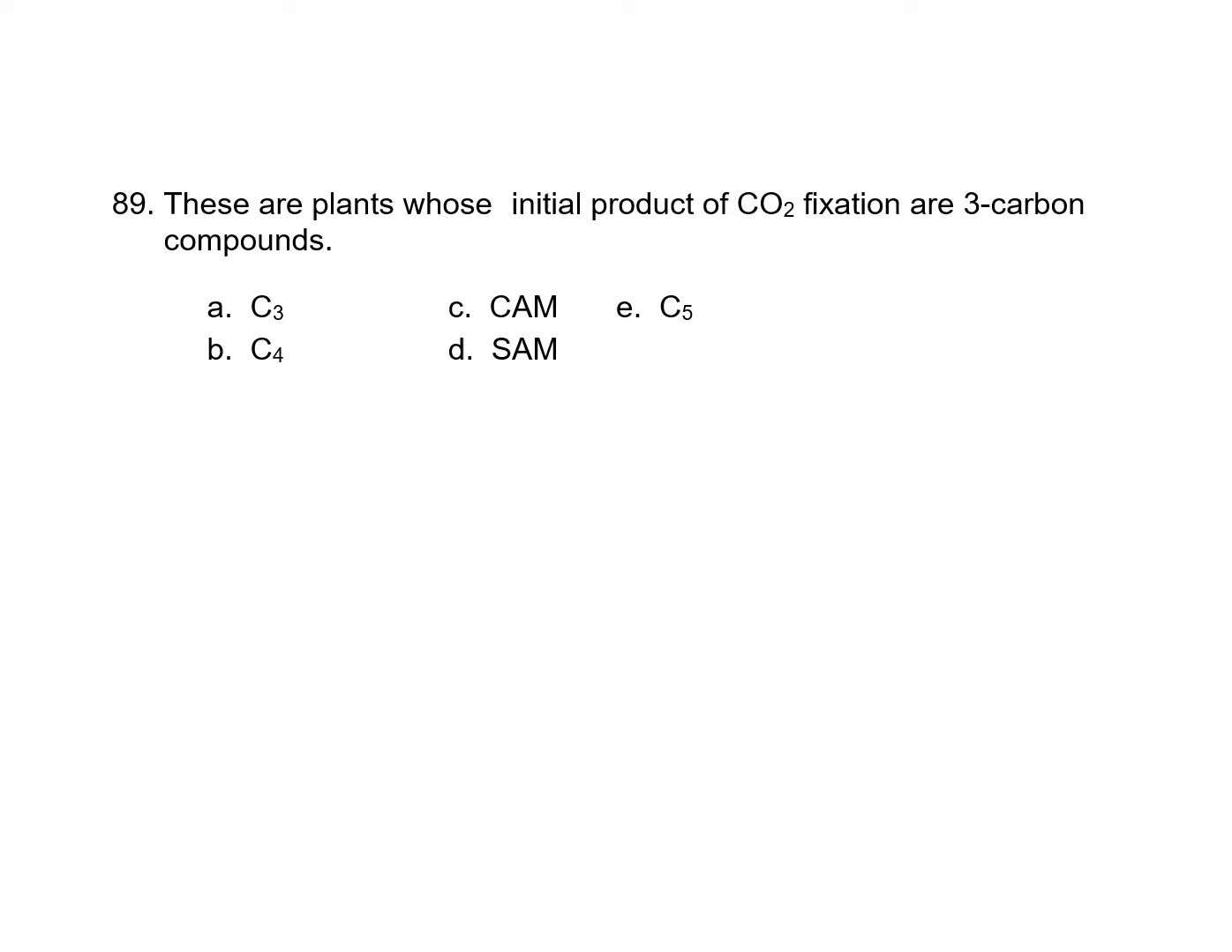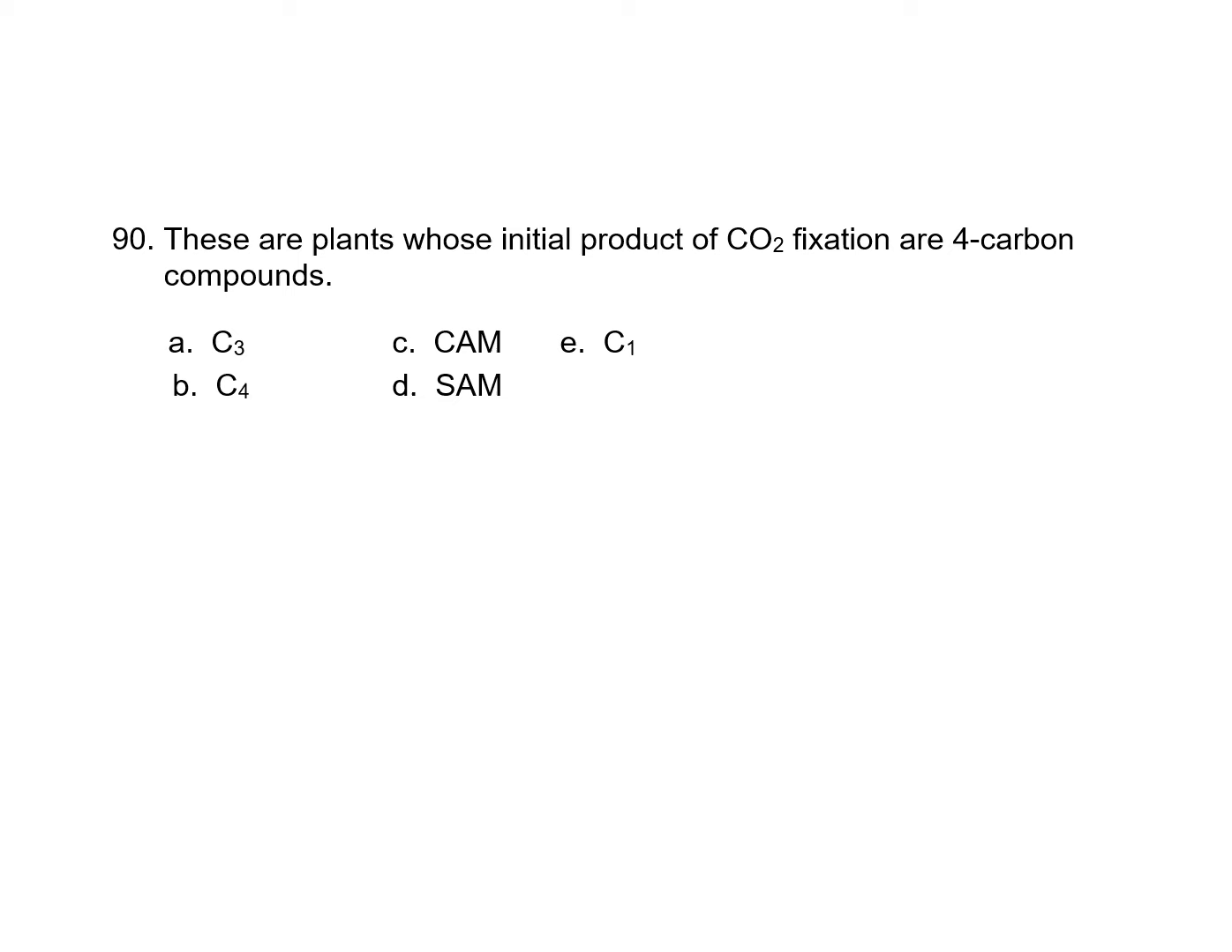Number 89. These are plants whose initial product of CO2 fixation are three carbon compounds. A. C3, B. C4, C. CAM, D. SAM, E. C5. The answer is C3.